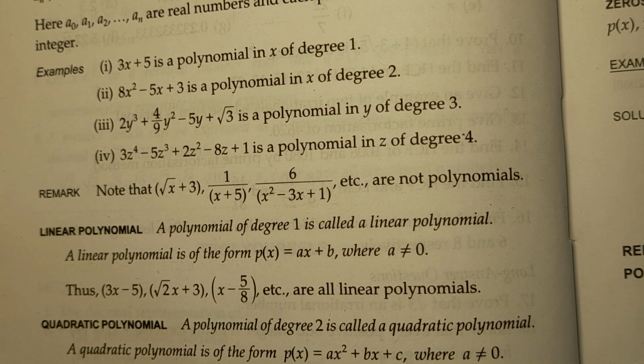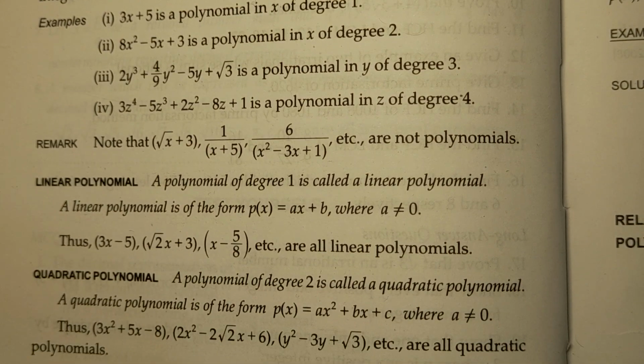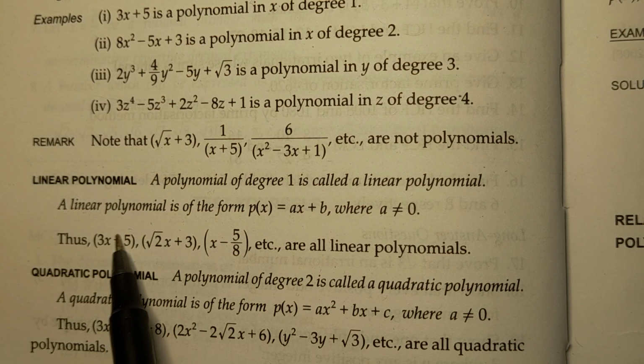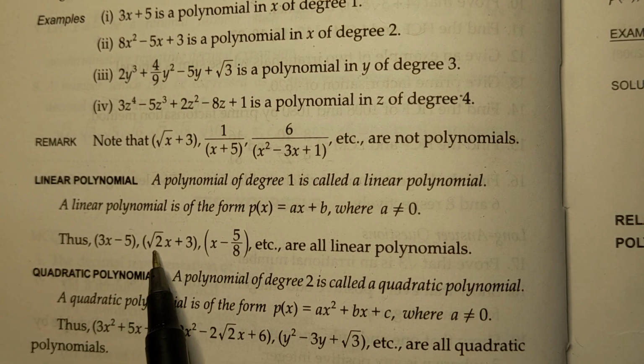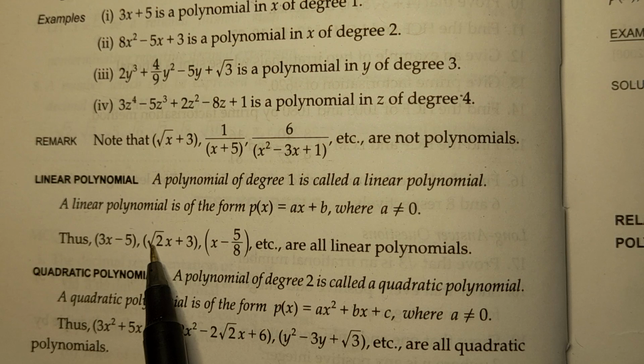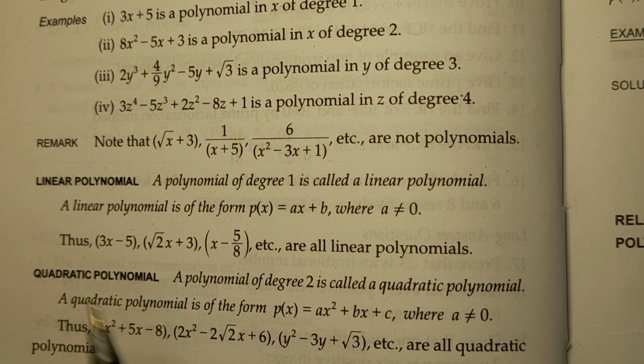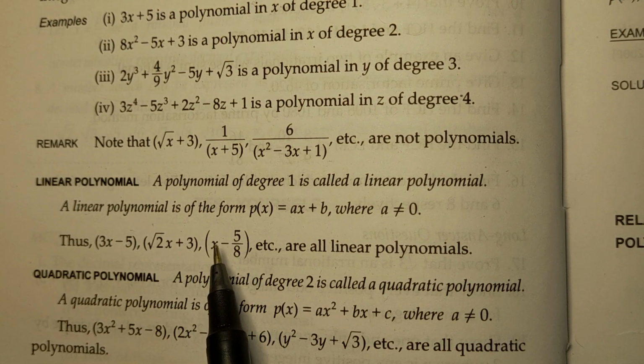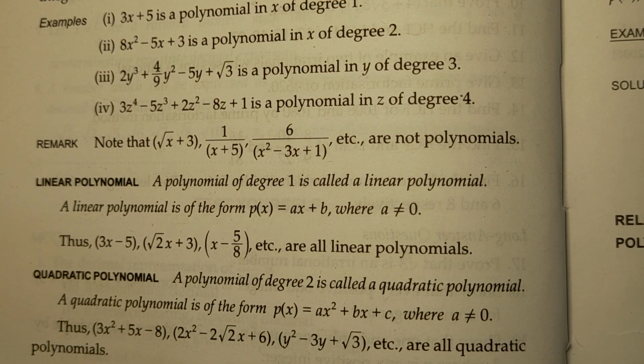You can write examples on your own. Only keep in mind while writing that the highest power has to be 1. So this is 3x minus 5, here the power of x is 1. So this is linear. This is root 2x plus 3. The number can be a root, no problem, we only have to check the power of x. Here the power of x is 1, so it is linear. Here x minus 5 by 8 is also linear because the power of x is 1, so it is a linear polynomial.